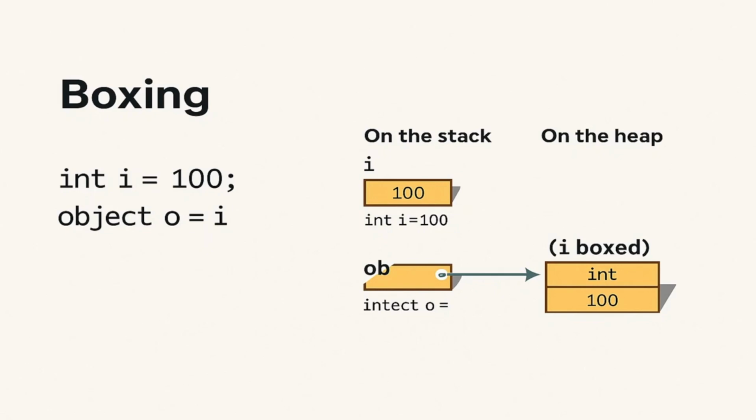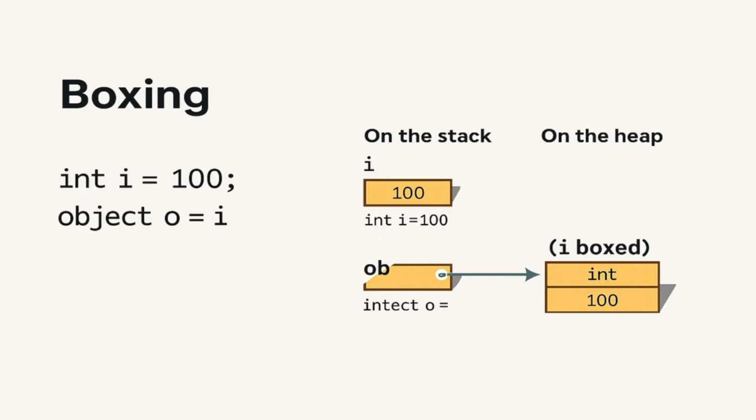Int I equal to 100, and then in the second line you have object O equal to I. So int I equal to 100 means this data is on the stack. Now the moment you do object O equal to I, the CLR actually goes and allocates the memory on the heap, puts the value 100 there, and returns a reference type, a pointer, and object O, obviously, is going to be stored on the stack.